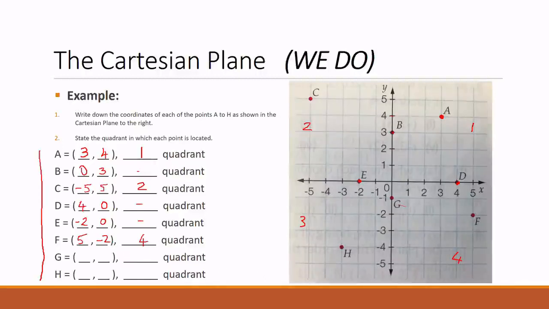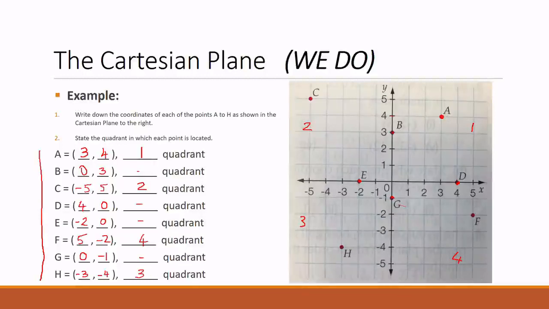For point G, which is sitting here on the y-axis, I haven't gone again left or right, so I have an x value of 0, but I've gone down 1 unit from the origin, and so my y value would be -1, and again it doesn't sit in any quadrant. And the last one, which is point H, I've gone across -3 in the x direction, and I've gone down -4 in the y direction, and it sits in quadrant number 3, as you can see.